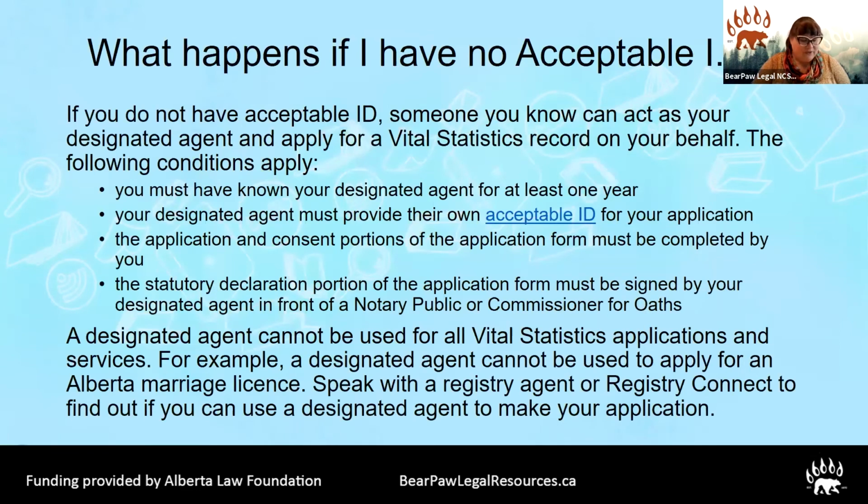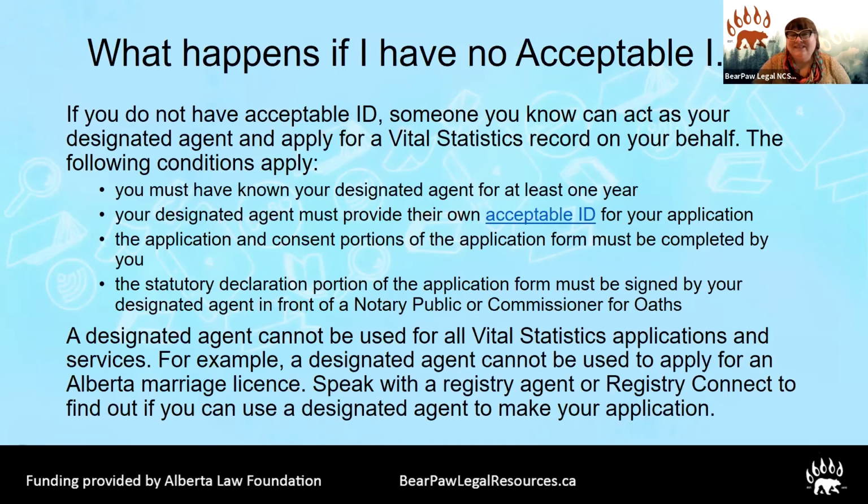So what happens if you have no acceptable ID? If you don't have acceptable ID, someone you know can act as your designated agent and apply for a vital statistics record on your behalf. The following conditions apply. You must have known your designated agent for at least 1 year. Your designated agent must provide their own acceptable ID for your application.